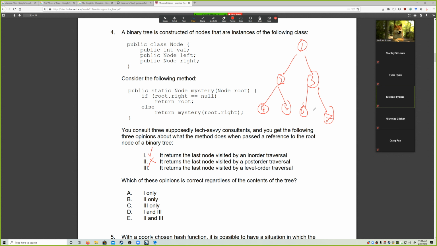Okay, so level order. It does kind of look like we would be the last node in a level order traversal, unless, of course, we create a counter case. So let's go ahead and make a counter case. Mystery returns 3 now, but it would not be the last node in a level order traversal. The last node in this level order traversal would be 5. So the answer's got to be A, 1 only.